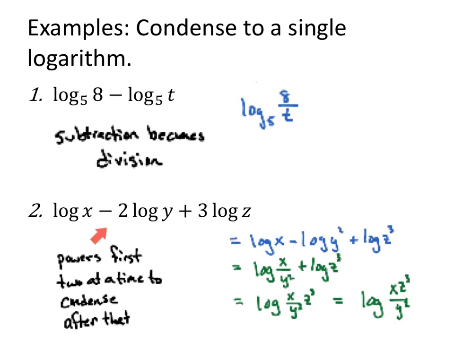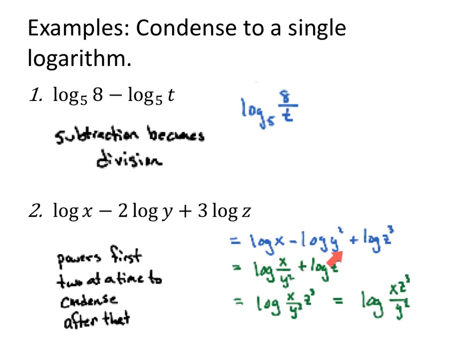Going backwards, condensing to a single logarithm, I'm going to take care of powers first. So this 2 is going to become an exponent on the y. The 3 becomes an exponent on the z. Log of x minus log of y squared plus log of z cubed. And then I'm going to take 2 at a time.